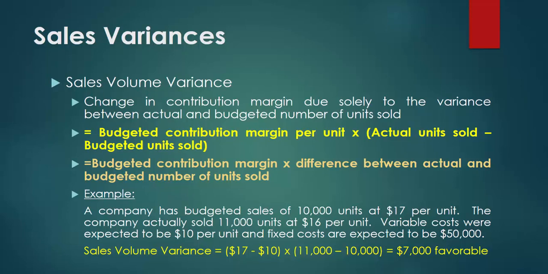You're going to multiply that by the difference between the actual and budgeted units sold. The actual units sold were 11,000 units. The budgeted units sold were 10,000 units. So there's a difference of 1,000 units. Multiply that by the $7 budgeted contribution margin, and we have a positive $7,000. That is a favorable variance based on the information we talked about just a moment ago. If it's positive, it is deemed to be a favorable variance when you're talking about sales.